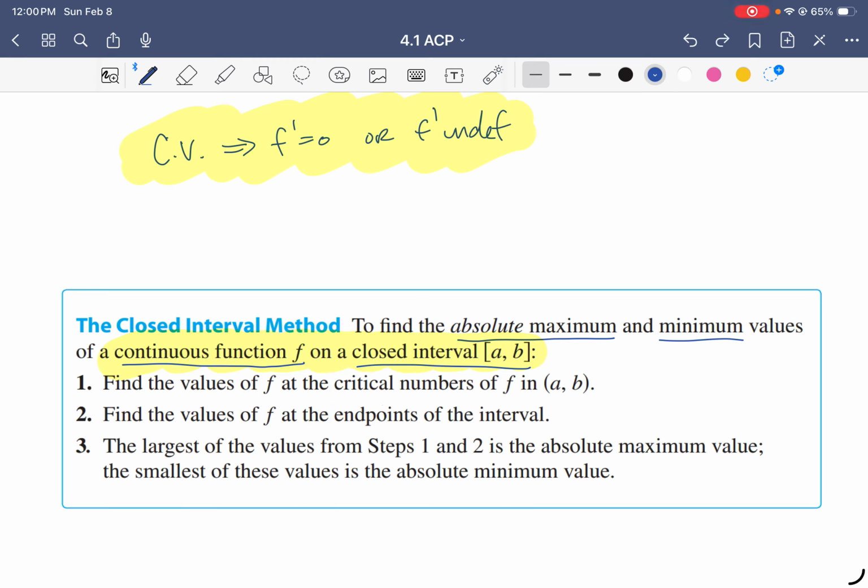So what we do first, if you'd like to find an absolute max or min for a continuous function on a closed interval, is find those critical values on the open interval (a, b). And then you test f at those critical values and f at the endpoints. From there, the largest value from steps 1 and 2 will give you the absolute max, and the smallest will give you the absolute min.